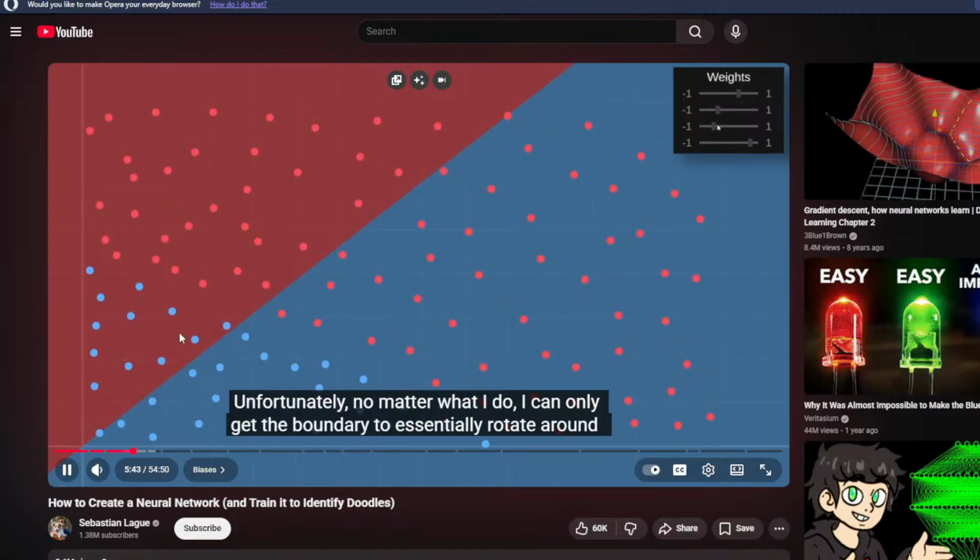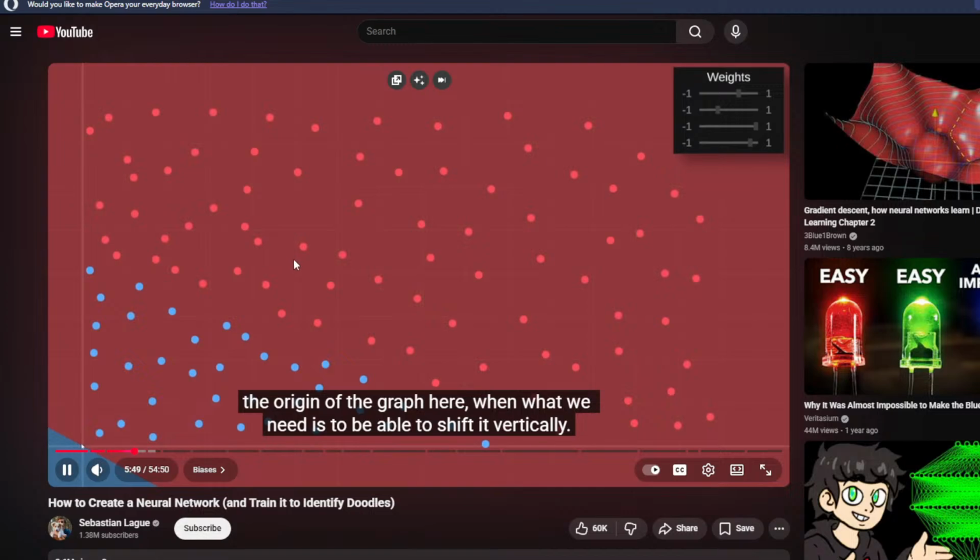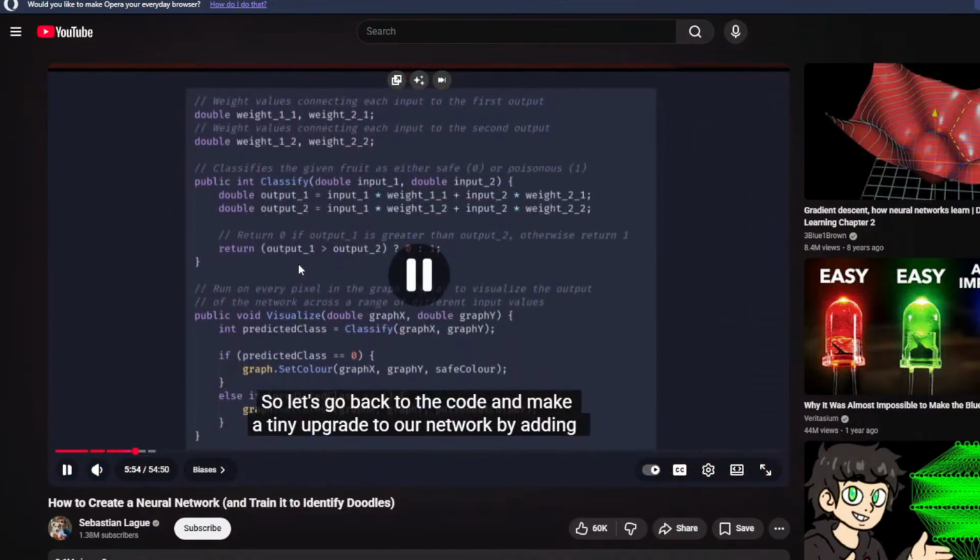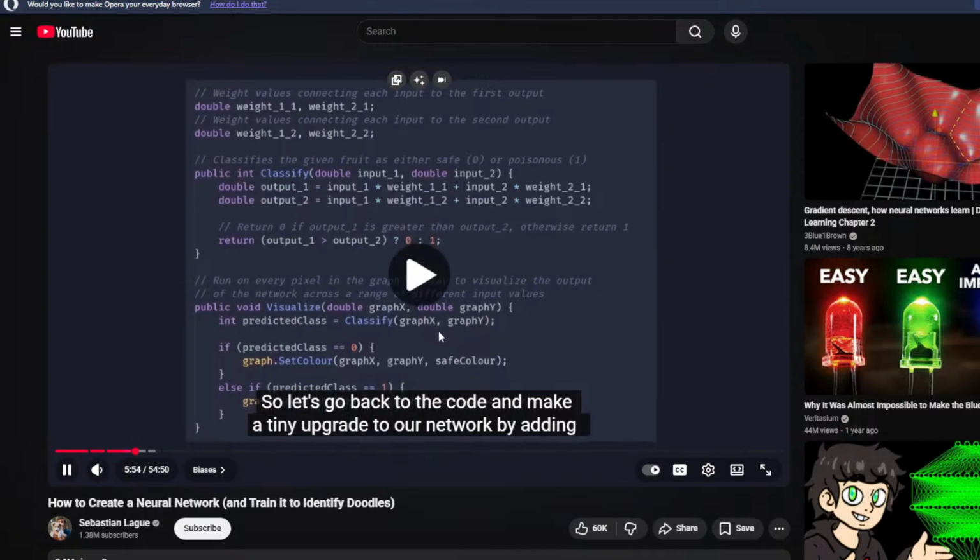I'm missing something. Unfortunately, no matter what I do, I can only get the boundary to rotate around the origin of the graph here, when what we need now is to be able to shift it vertically. So I'm missing something because the fruit is already classified. If it wasn't classified, it wouldn't have the colors already. So what is he doing that's allowing him to draw the decision boundary?